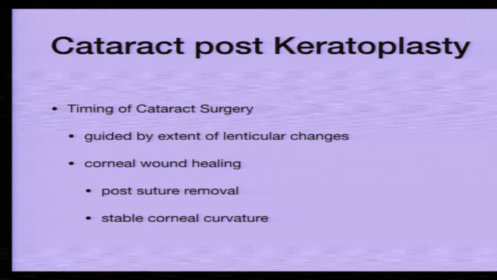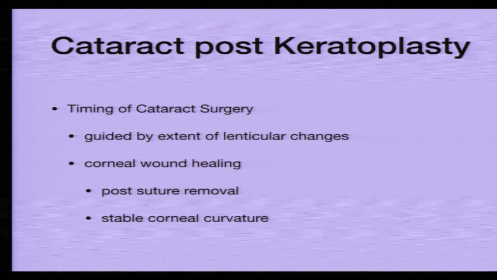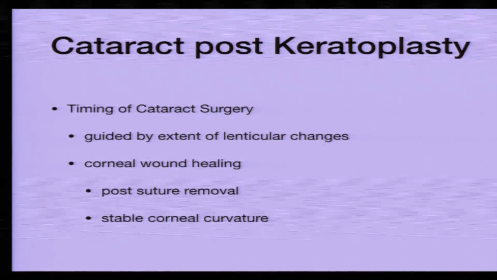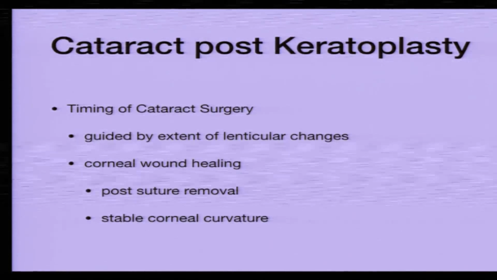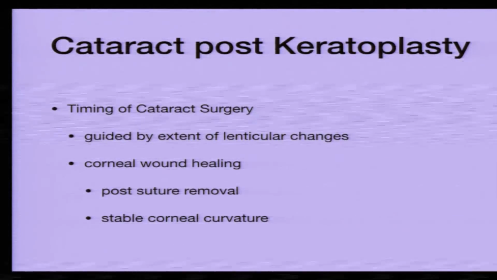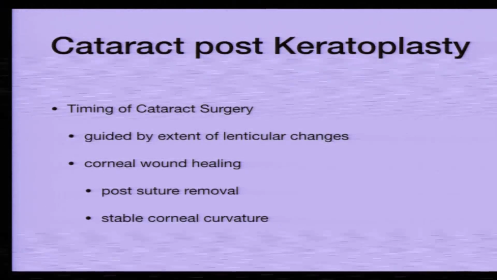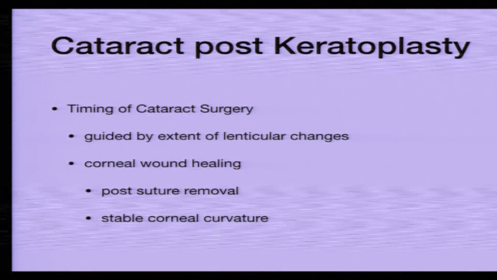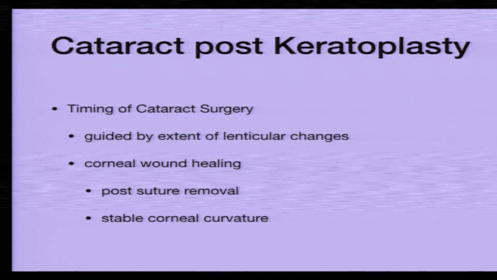So what do we look for when we do cataract post-keratoplasty? I think the timing of cataract surgery is guided by the extent of lenticular changes. Obviously, when you do a keratoplasty and if your patient has a cataract, you don't want to immediately go in and do your cataract surgery. You want to wait till the wound healing of the graft is complete. Ideally, you would want to do all the suture removal and wait for a stable corneal surface. At least topography done 3 months apart should show a stable topography.